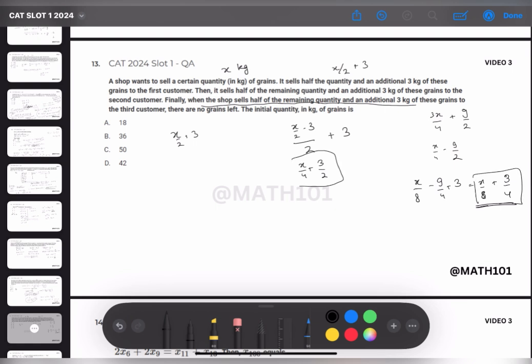So this plus this plus this equals x. So x by 2 plus x by 4 plus x by 8 plus 3 plus 3 by 2 plus 3 by 4 equals x. So x by 2 plus x by 4 plus x by 8 is 7x by 8, plus 3 plus 3 by 2 plus 3 by 4 is 21 by 4, equals x. So x by 8 equals 21 by 4, x equals 42. So the answer is D, 42.